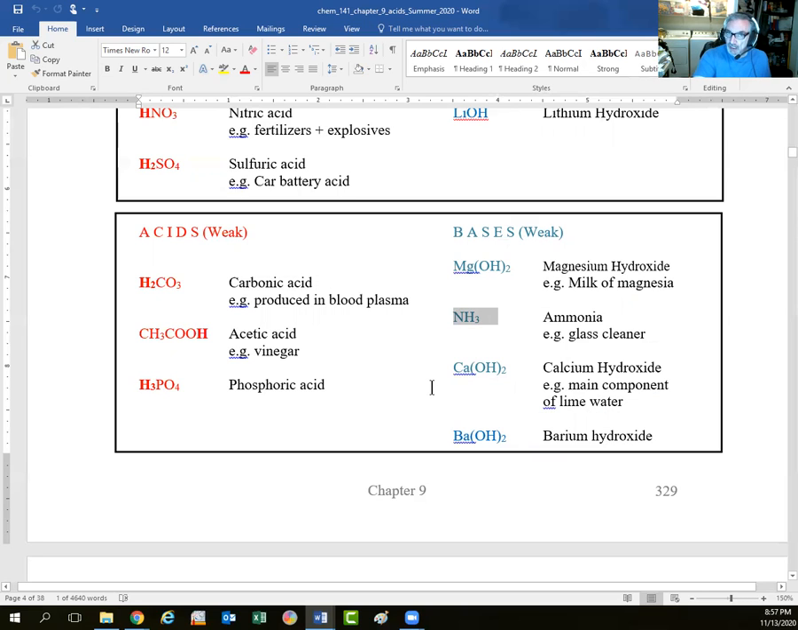Most of the dirt that gets onto a window is acidic from your fingertips, and so we use a mild base to neutralize it and turn it into a water-soluble salt.